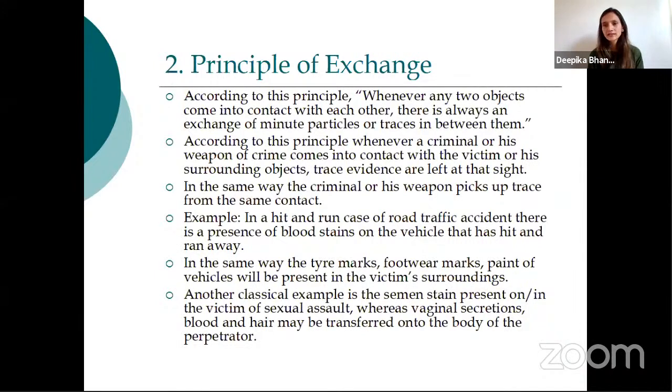An example is a hit and run case. What happens? A person gets hit by a car. What will happen? A fiber will get attached to the car, or blood if the hit is hard. And at the same time, paint might be attached to the clothes of the victim. In some cases, there are tire marks also that can be seen at the scene of crime, skid marks of the vehicle. From the skid marks itself, we can figure out which vehicle it might be, right? Because every tire that is being used has a specific radius and gradient, right? So in the same way, the tire marks, footwear marks, paint of vehicles will be present in the victim's surrounding.